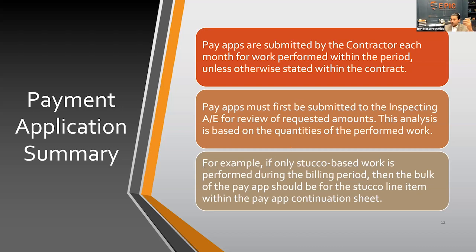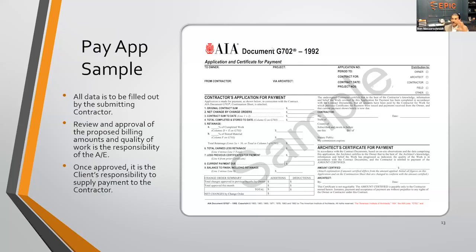All right, so for example, if it's only stucco-based work, then the bulk of the pay app should be on that stucco line item within the pay app continuation sheet. It's going to make a whole lot more sense once we get to this. As you see, there's another AIA document, and this is going to be something you'll see a lot of during construction. And honestly, probably one of the best documents that they have, in my personal opinion. This is going to be the cover sheet.